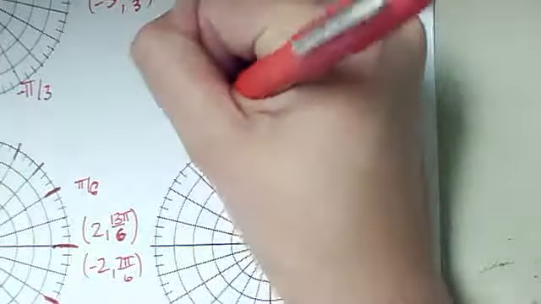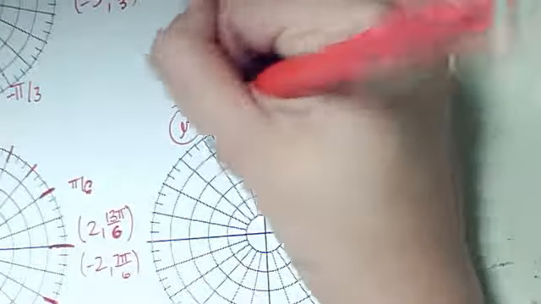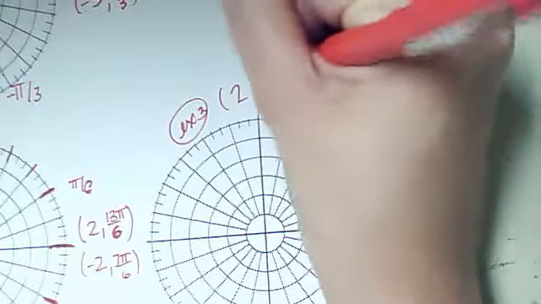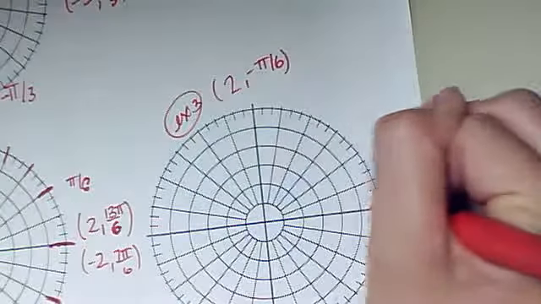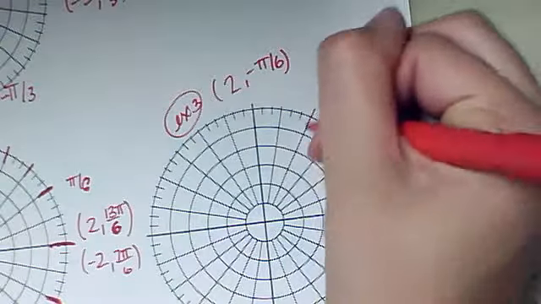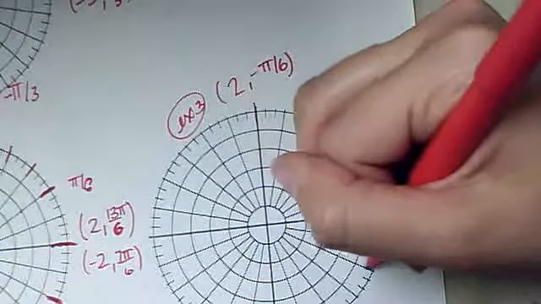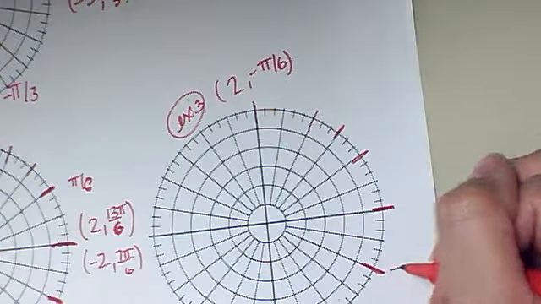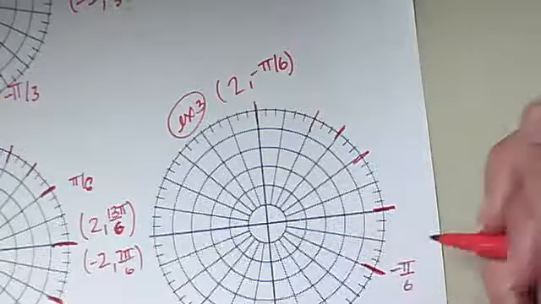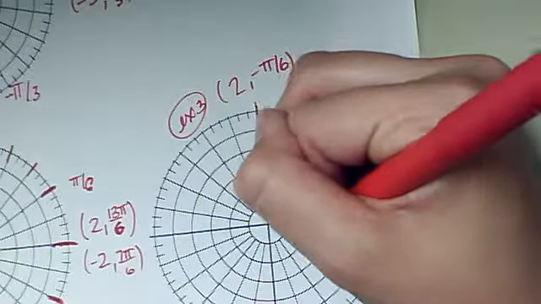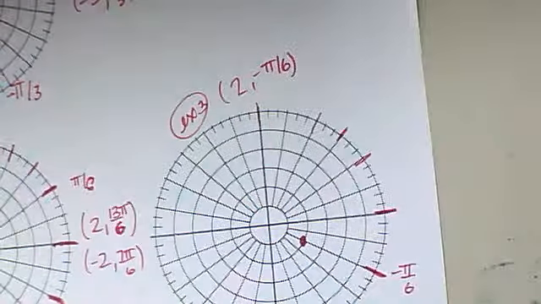Let's do one more example, 3. And that is 2 and negative pi over 6. Okay, let's start by making our markings. And if I'm doing negative pi over 6, I'm going right here. That's negative pi over 6. And if I'm doing 2, that would be 1, 2 here. And so that's my point.